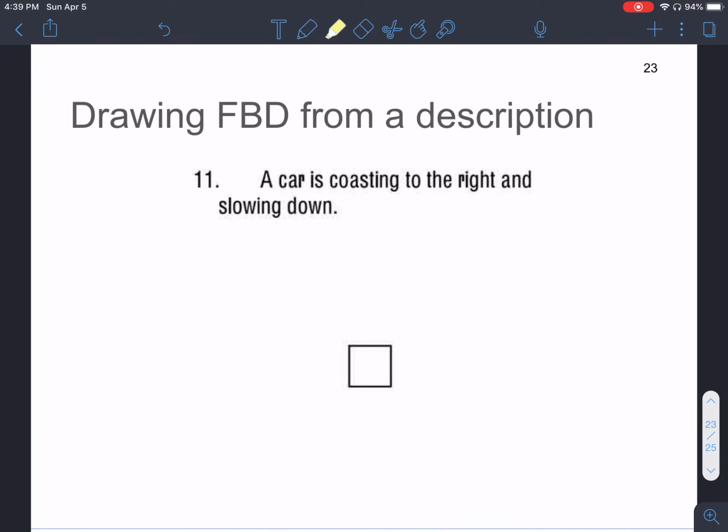All right, so hopefully this one will feel a little bit easier now that we had an example like this under our belts. But try out this one: a car is coasting to the right and slowing down. Pause the video and draw out your vectors. Okay, let's see how you guys did.